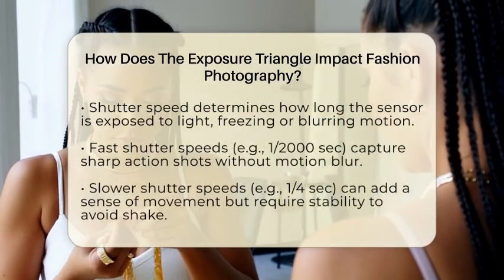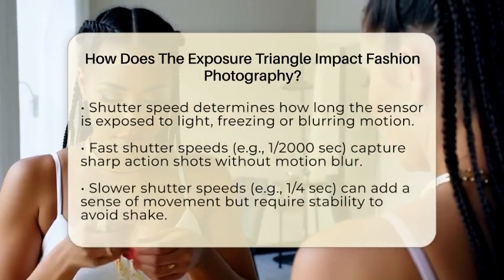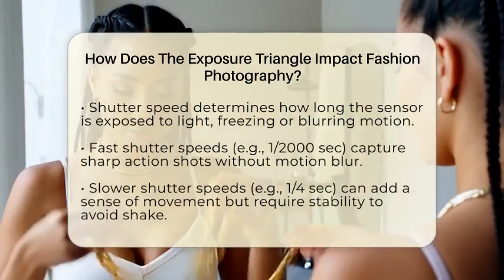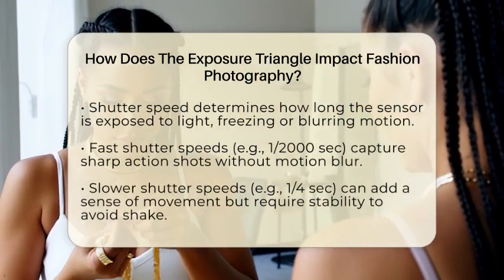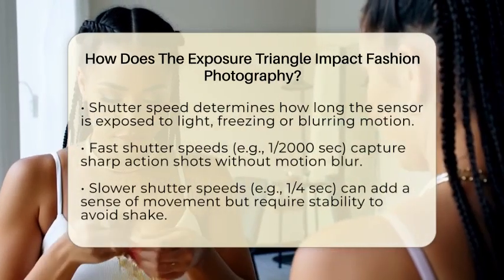Next is shutter speed. This controls how long the camera's sensor is exposed to light. A fast shutter speed, such as 1/1000th of a second, freezes motion perfectly. This is essential for capturing models in mid-stride or action shots on the runway without blur.